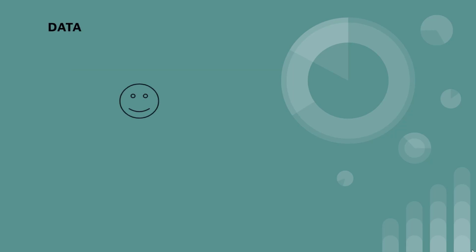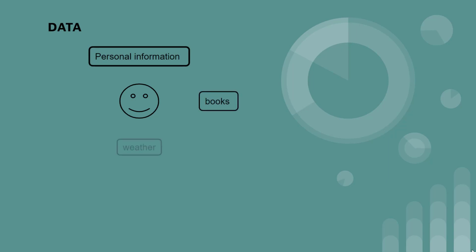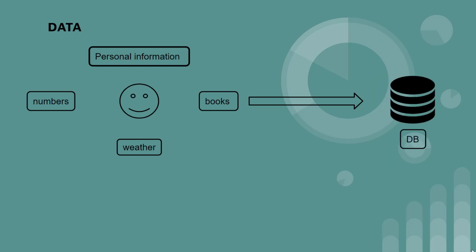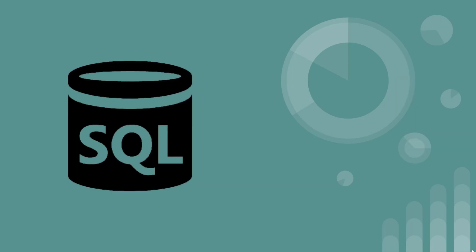Data is all around us. Personal information, books, weather, numbers, everything is data. We used to store data on paper in big filing cabinets, but eventually we store them online on what we call a database. So how do we easily pull the data we want to look at it? That's what SQL is for.